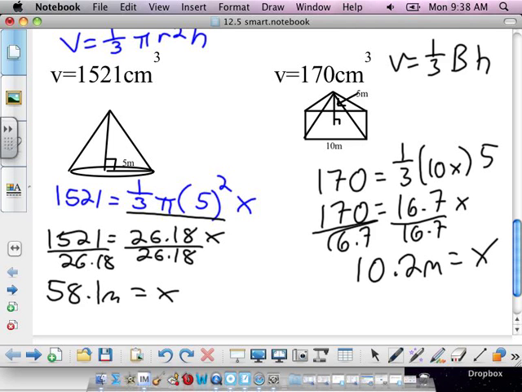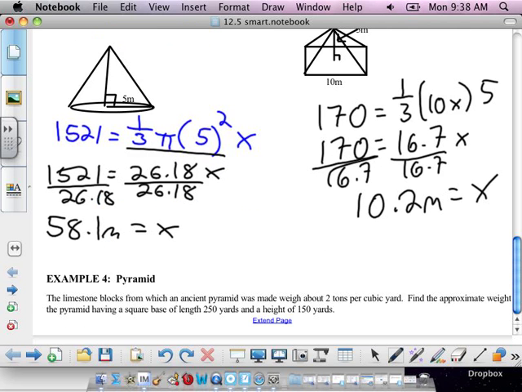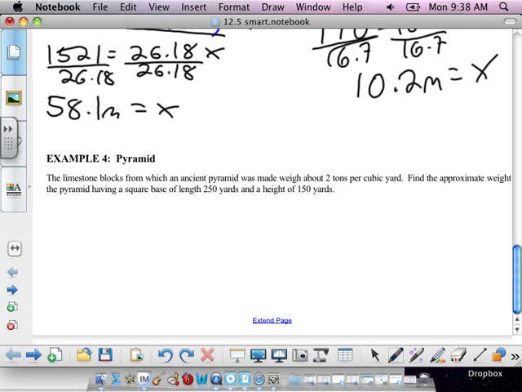Okay, who knows what the most famous pyramids are in the world? Yes. Egyptian pyramids. There are other pyramids around, but Egyptian pyramids are the most famous. The limestone blocks for which an ancient pyramid was made weighs about 2 tons per cubic yard. Find the approximate weight of the pyramid having a square base of 250 yards and a height of 150 yards. So let's think about this. We're going to have to figure out how many cubic yards there are, and then use 2 tons per cubic yard. So whatever cubic yards there are, we're going to have to multiply it by 2.